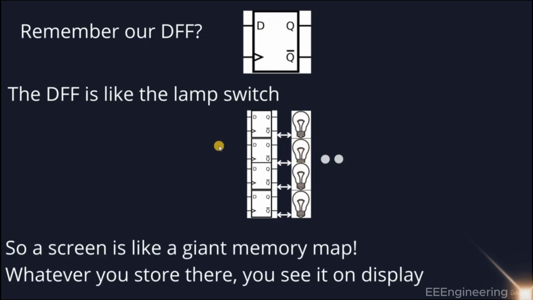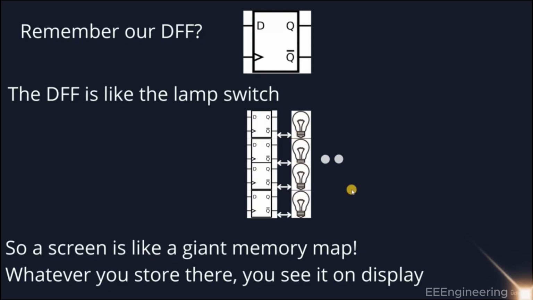So a screen is actually a giant memory or a giant register file. Assume that we have a lot of these D flip-flops and a lot of these lighting units. And whatever we store in these D flip-flops, we're going to see it on the screen. This is why every display device needs some kind of memory, right? Because the memory is actually the frame you are seeing. Everything stored in this memory is going to reflect the frame you are seeing on the LEDs. It's actually not like that literally, but this is the basic concept of display.